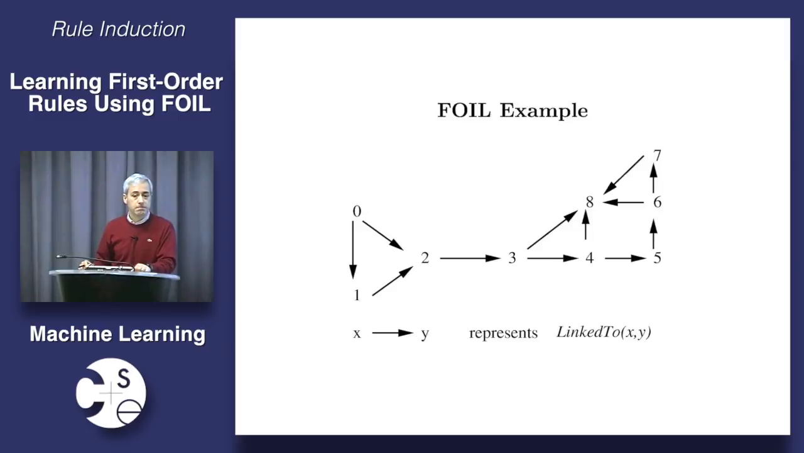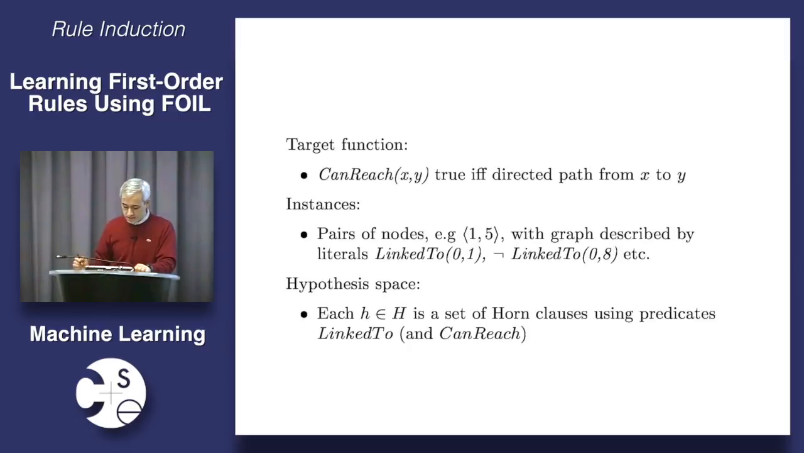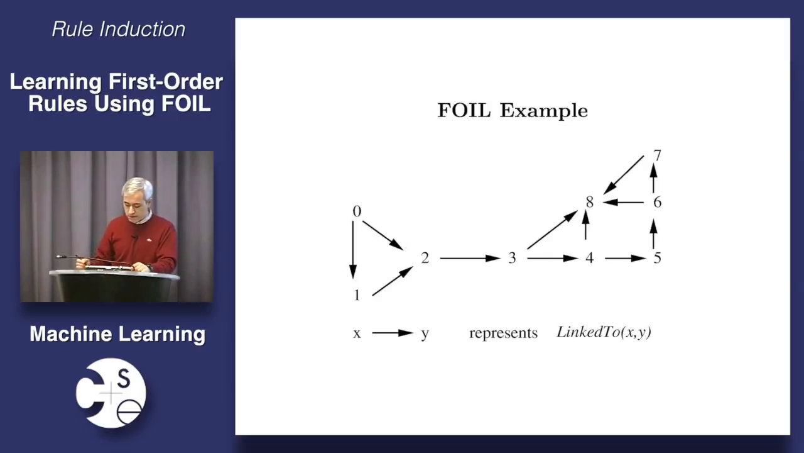So this is my data, okay? And now let's say that what I want to learn is the concept of can reach. Can reach x, y means that I can reach y from x by following the arrows. So for example, can I reach 3 from 0?